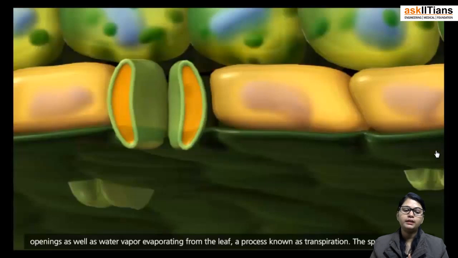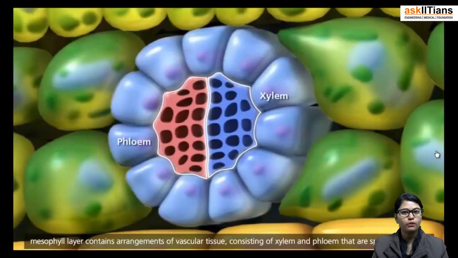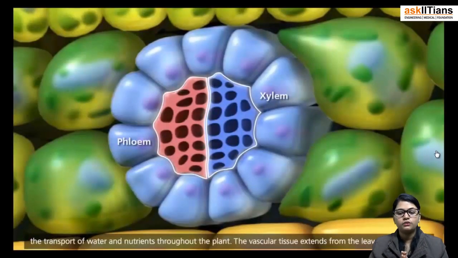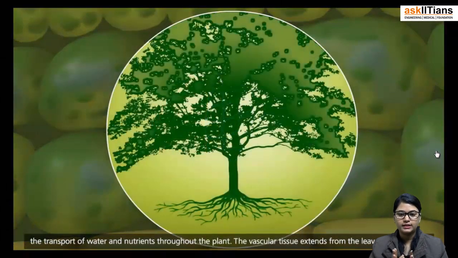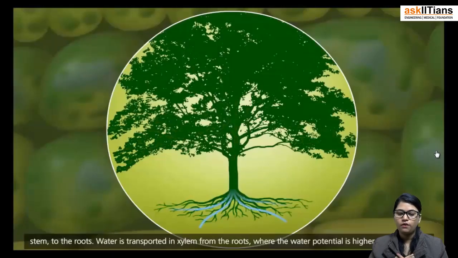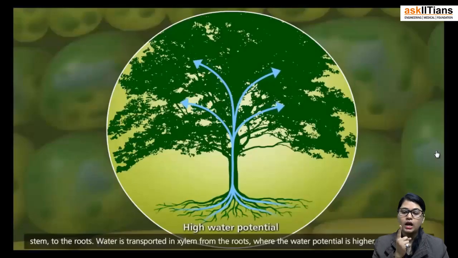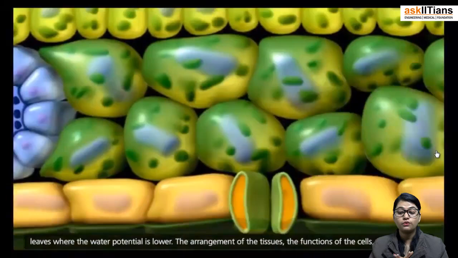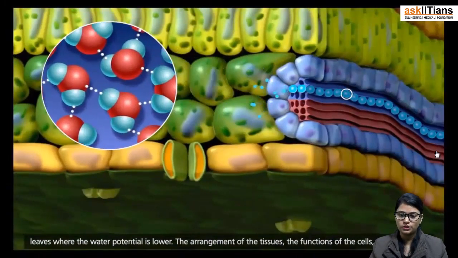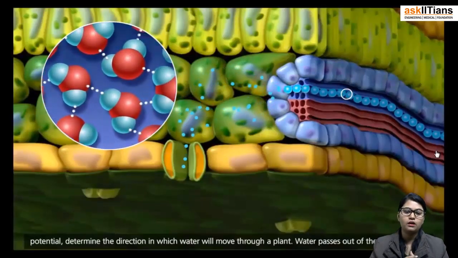The spongy mesophyll layer contains an arrangement of vascular tissues consisting of xylem and phloem, xylem vessels and phloem vessels. The vascular tissues extend from the leaves through the stem and roots. Water is transported in xylem from the roots, where the water potential is higher, up to the leaves, where the water potential is lower. The arrangement of the tissues, the functions of the cells and water potential determine the direction in which water will move through a plant.